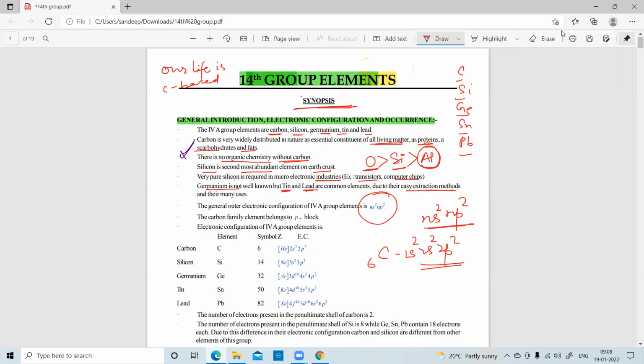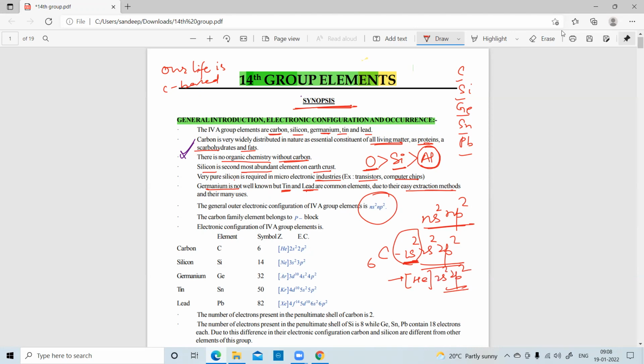You can also write the carbon configuration using helium: [He] 2s2, 2p2. So this is also a way to write the electronic configuration. Now coming to silicon, silicon is 14, [Ne] 3s2, 3p2. This way you can write the configuration.